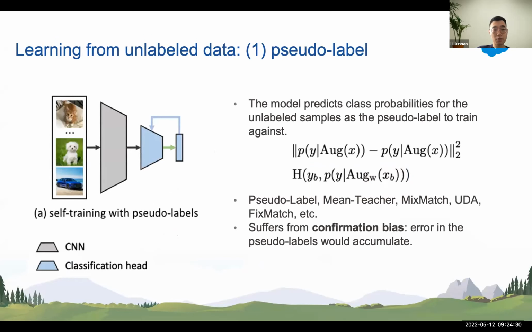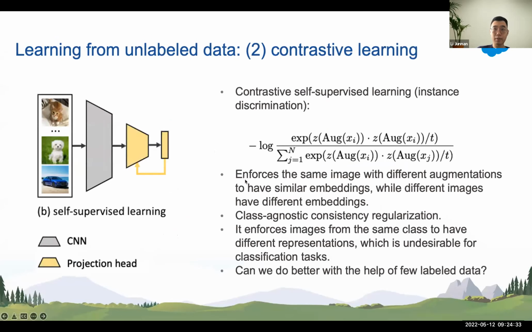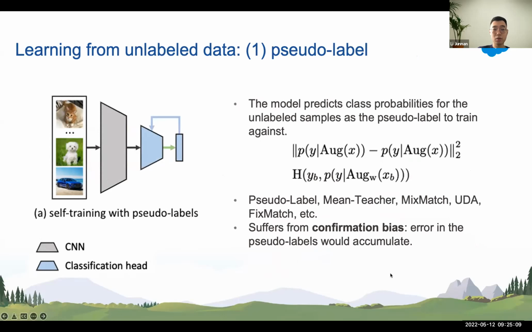So there are two approaches of learning from unlabeled data. And maybe I'll introduce the second one, which was this contrastive learning that I have just talked about. We have the same image and we perform different augmentation, and we enforce that the same image with different augmentation should have similar features in contrast to other images. And this again has the limitation that images from the same class will have different representations, and this is undesirable for classification tasks.